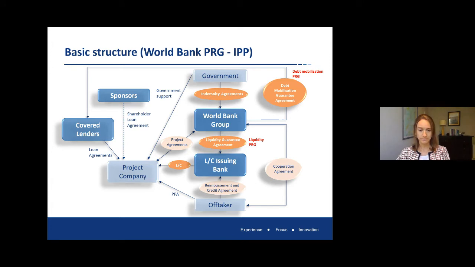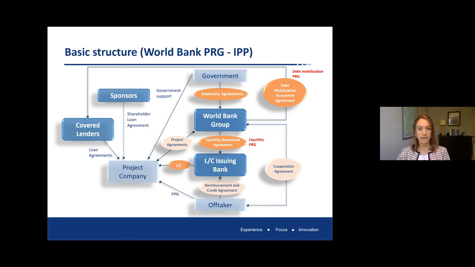This was an LC. In order for the LC issuing bank to have the confidence in issuing that LC without cash collateral, the liquidity PRG was utilised so that the LC issuing bank, instead of having to take a credit view on the off-taker, could look to the AAA rating of the World Bank Group and issue the LC on that basis. So that's where the LC and the LC issuing bank fit into the structure, and it really goes to the core of what the liquidity PRG product seeks to do.